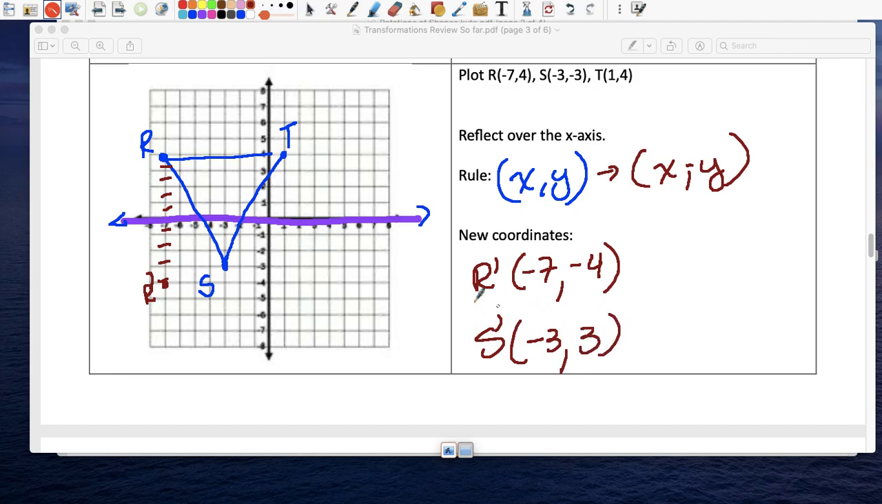Sorry, S prime. So S prime is going to be 1, 2, 3, and notice it's right here. Same distance away. Let me erase this because this gets confusing.